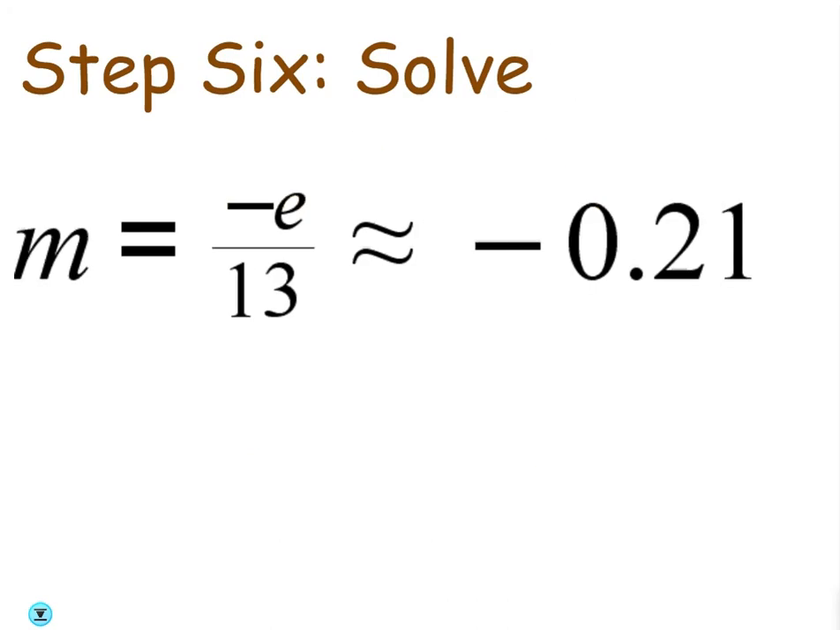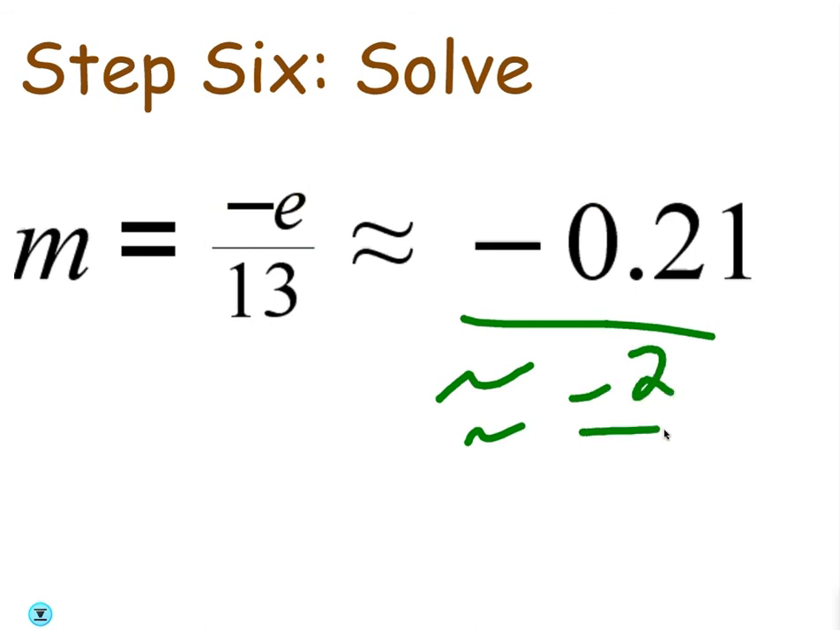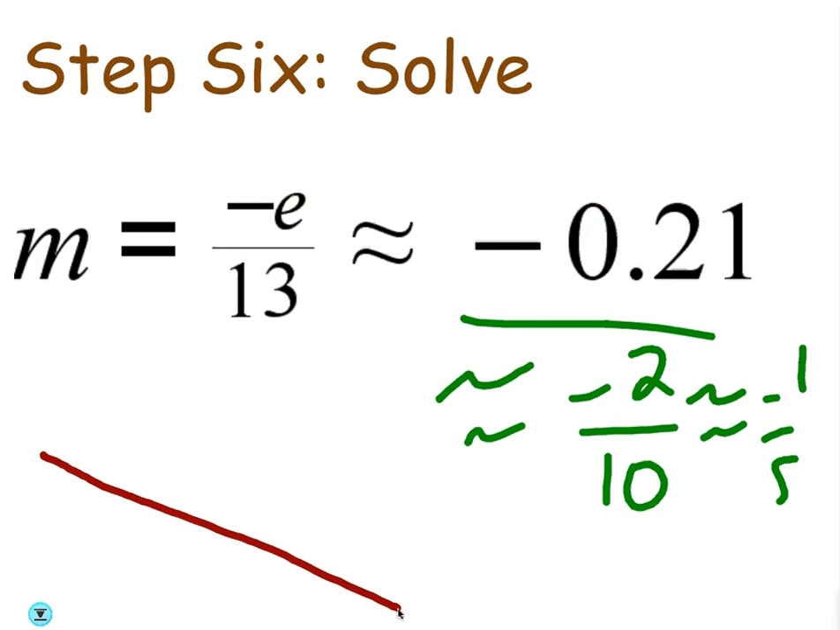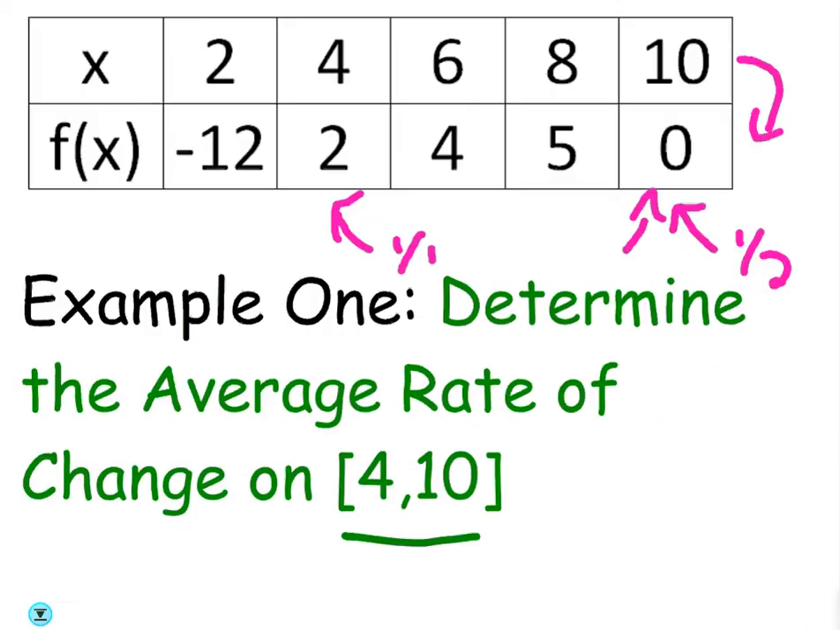If you want to kind of think about what the secant line would look like, you could convert it to a decimal. That's going to be about negative 2 over 10, right? Which reduces to negative 1/5. So the secant line would be kind of like this. Go down 1 and over 5. Just for the sake of understanding. But that's all you do with the chart to find the slope of the secant line. It's real easy.